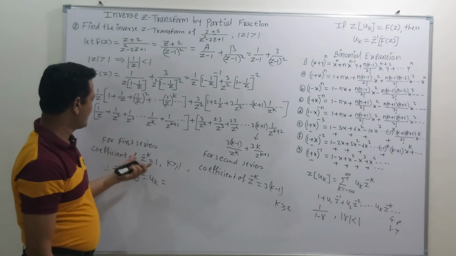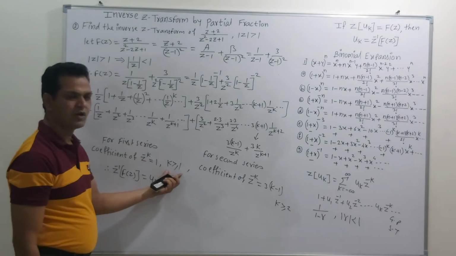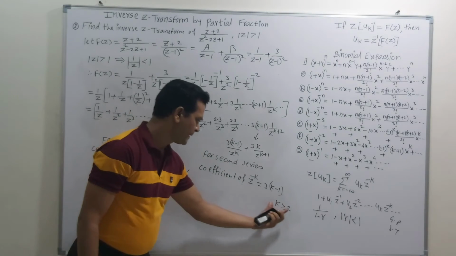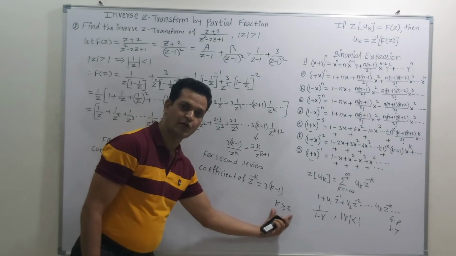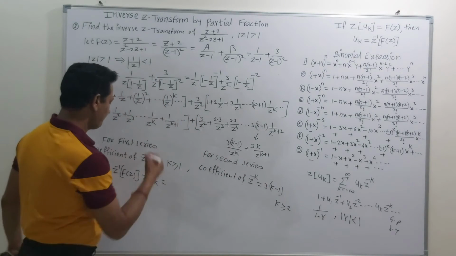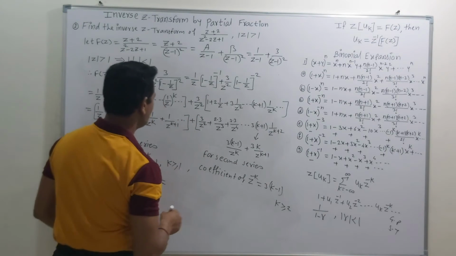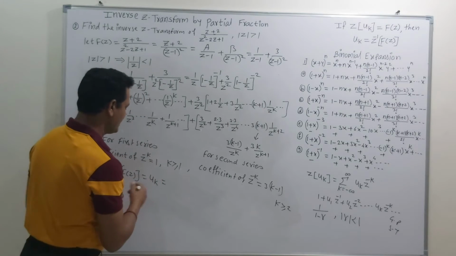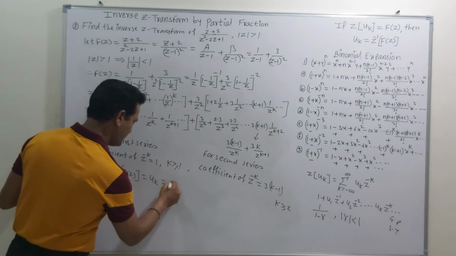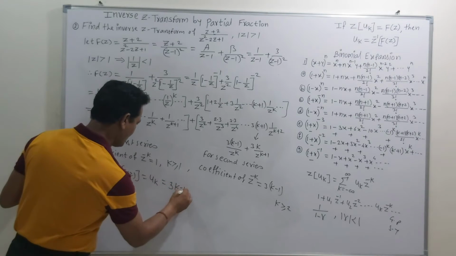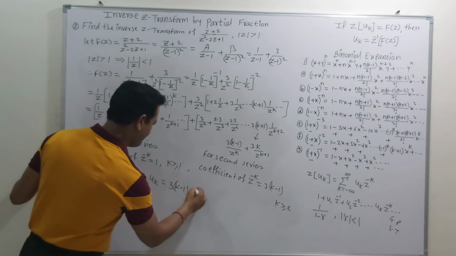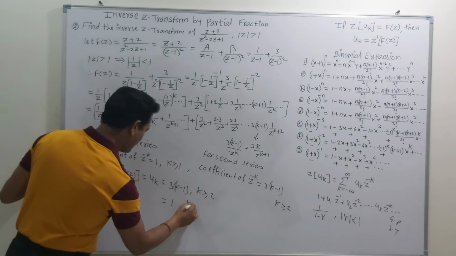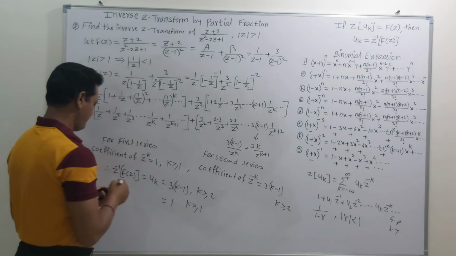So here friends, for this first series, the condition on k is that k is greater than or equal to 1, and for this second series, the condition on k is that k is greater than or equal to 2. So we can write the answer to this term as 3^k - 1 for k greater than or equal to 2, and this value is 1 for k greater than or equal to 1.